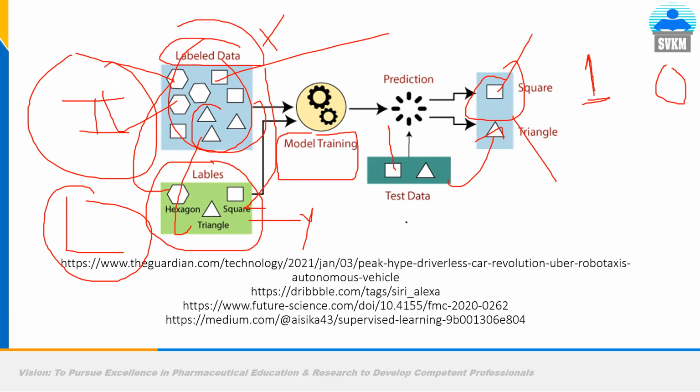This is how, in short, I am explaining how machines learn, and it is called machine learning model training, testing and deployment. So these are the websites from where I have used earlier images and this particular image.